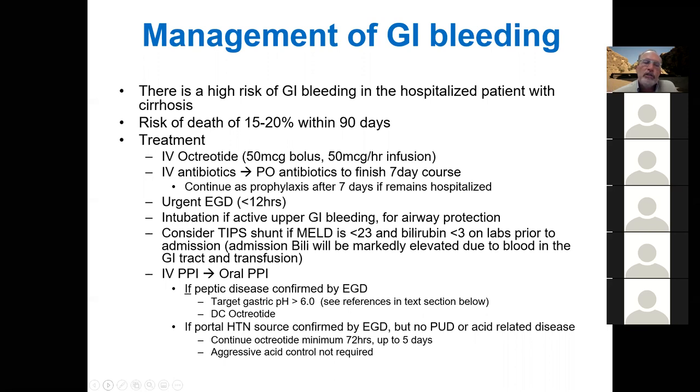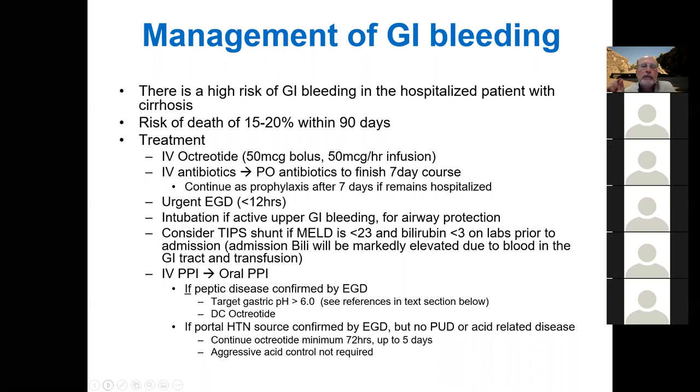You've got that urgent EGD, we usually say 12 to 24 hours, preferably within 12 hours. But you want them stabilized. You want their hemoglobin, instead of being 4, up into the 7 to 8 range. TIPS shunt, we talked about MELD 23 to 25, but that's case by case.